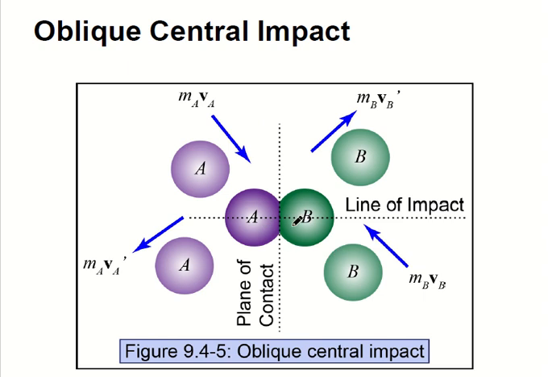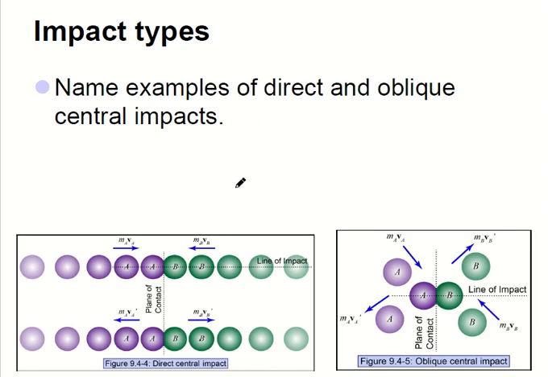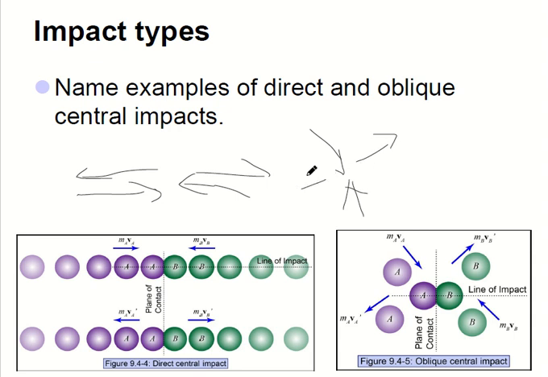Oblique central impact looks like this. They come in this way but go off that way. Then we have impact type. So name examples of direct and oblique central impacts. You have direct and then you have oblique central impacts. I already showed you how they come in and go off that way. They come in and then of course they go off this way, and that's your oblique.